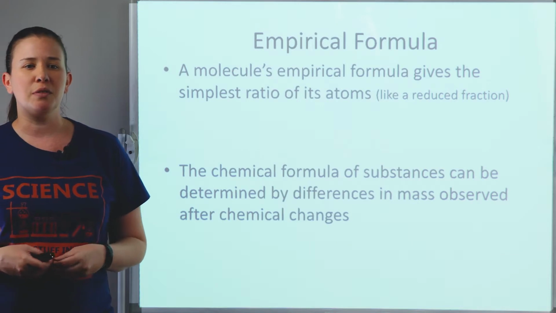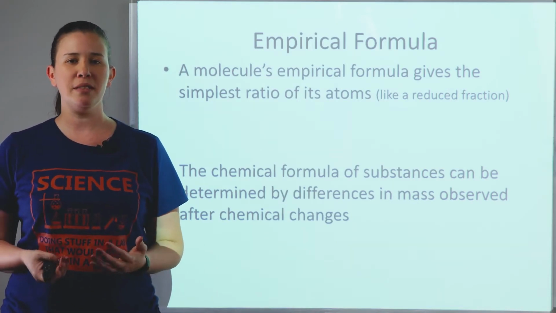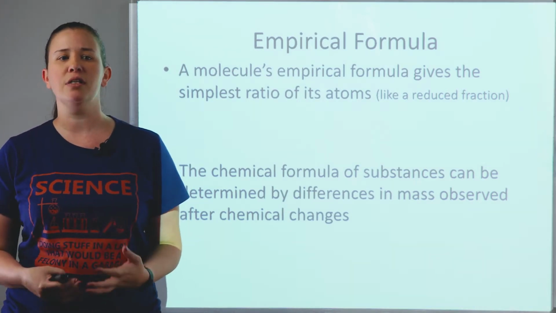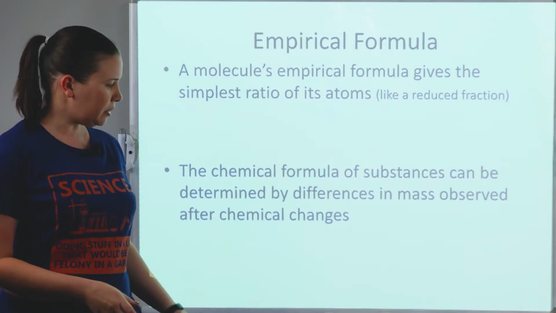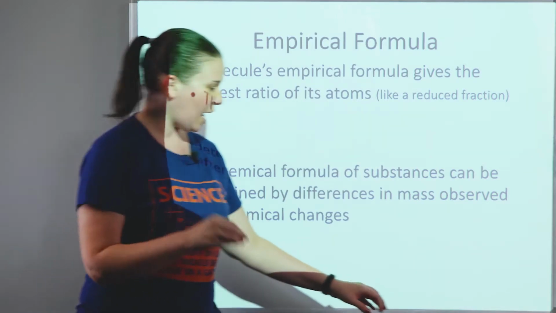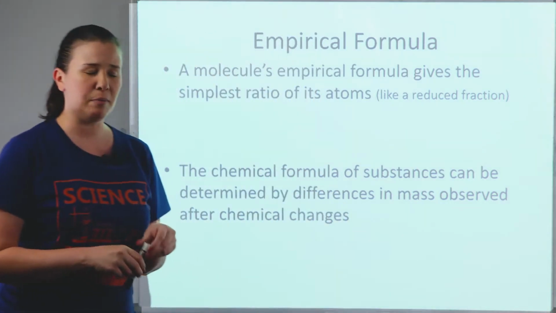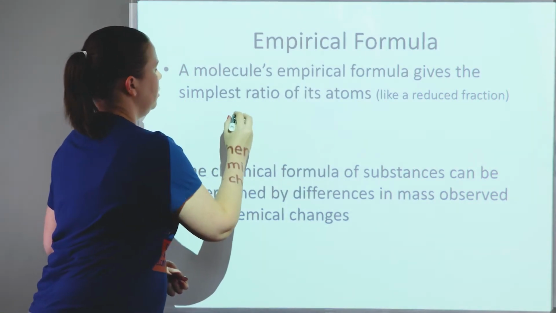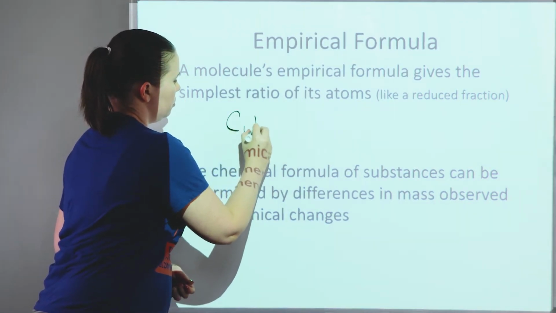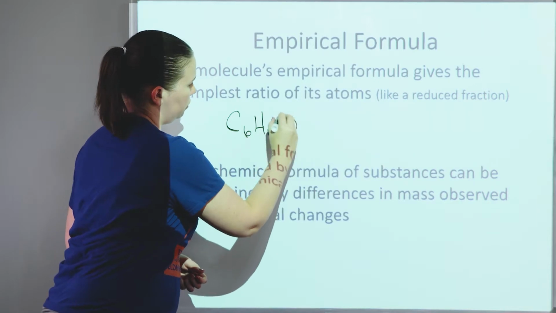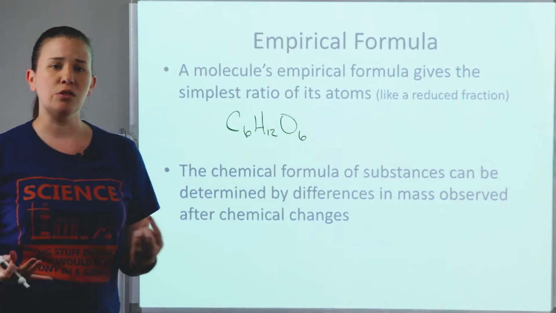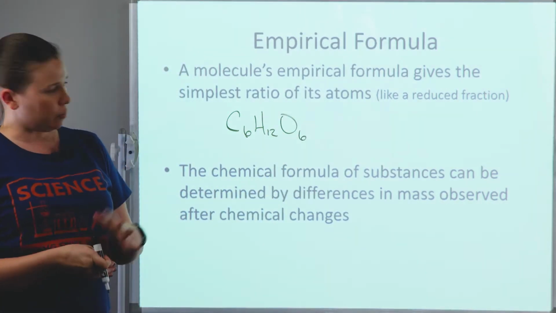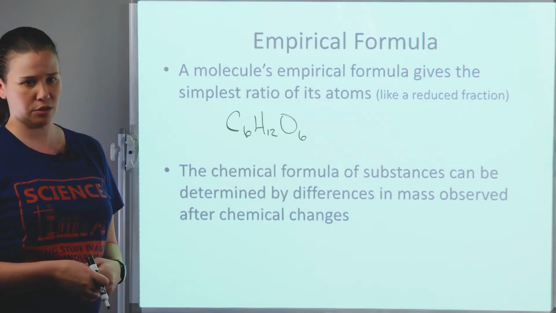So just to remind you what an empirical formula is, it's basically the simplified version of a molecular formula. A molecular formula is going to tell you exactly how many of every type of atom are involved. Let's use a common example here with sugar, C6H12O6. So a real sugar molecule would have exactly 6 carbons and 6 oxygens, but 12 hydrogens.